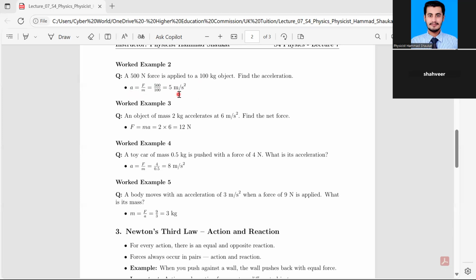Yes. And can you tell me what is the unit of velocity? Meters per second. Yes, perfect. Now move on.